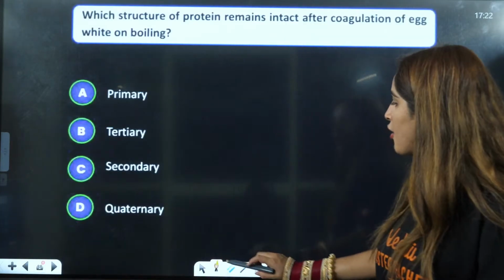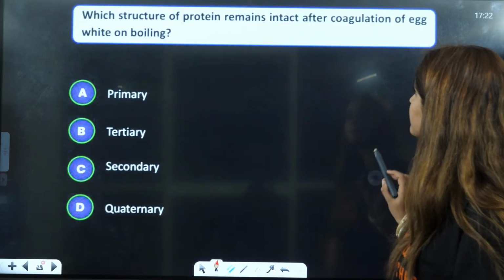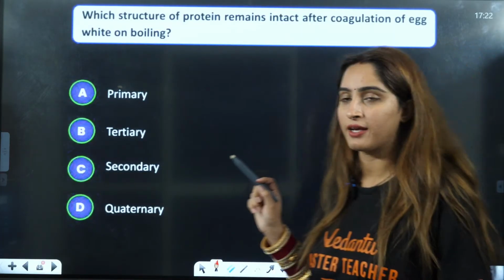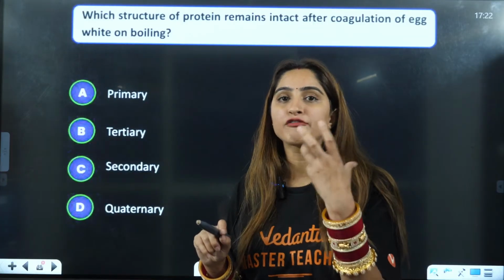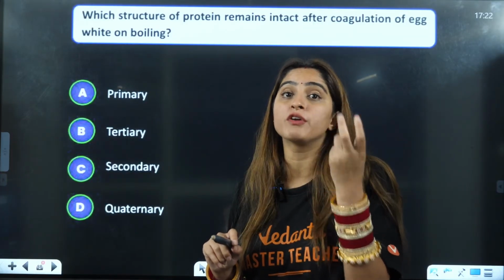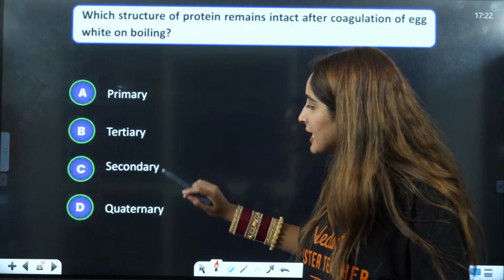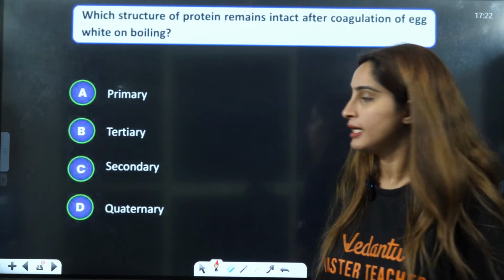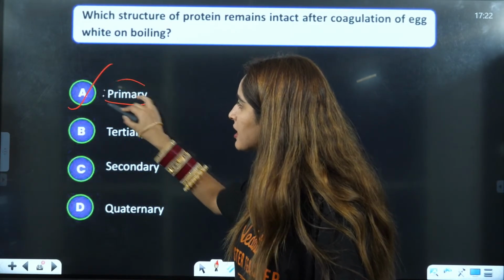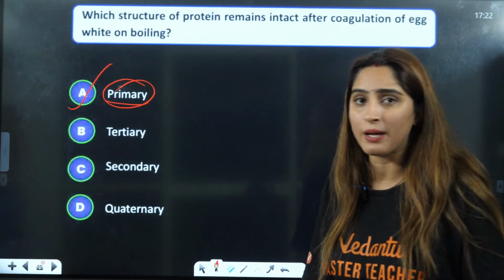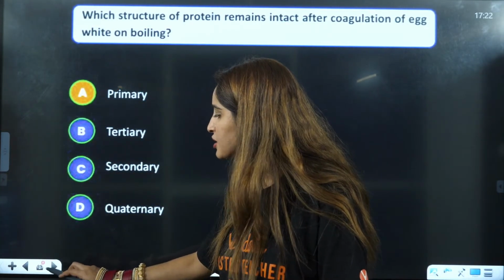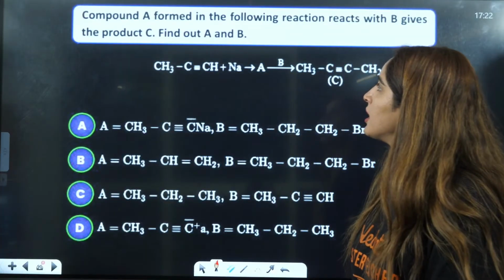Next is, which structure of protein remains intact after coagulation of egg? Right? After coagulation of egg, which structure will remain intact? Primary, secondary, tertiary, or quaternary? So that is primary structure. It's a very, very important question of biomolecules, that primary structure will remain intact here.